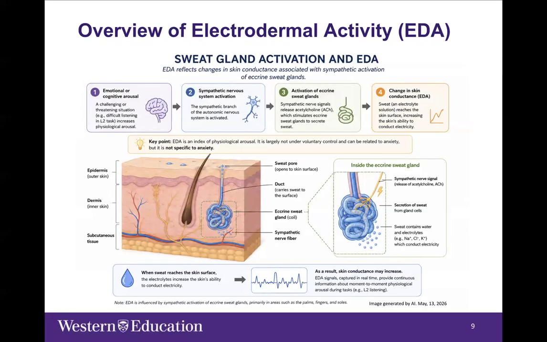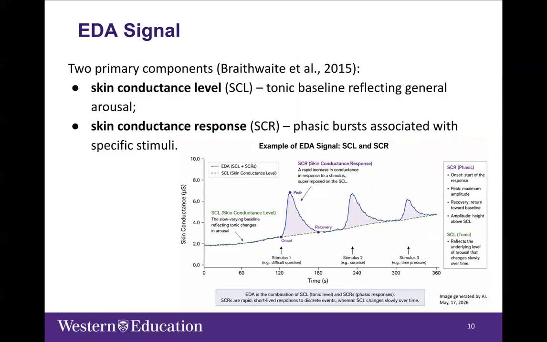So on this slide, we just show a brief overview of how electrodermal activity works. When there is an emotional or cognitive arousal that transfers to the sympathetic nervous system activation, it activates eccrine sweat glands, and that leads to changes in skin conductance, which is captured by EDA sensors.